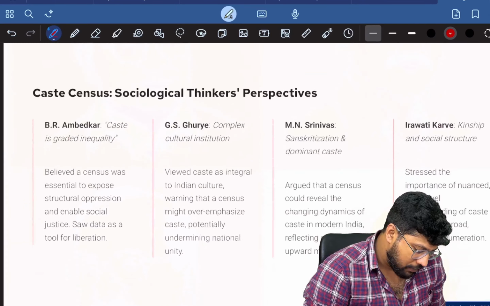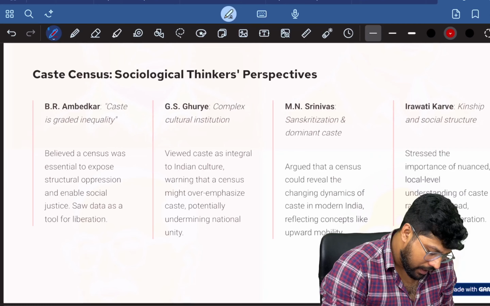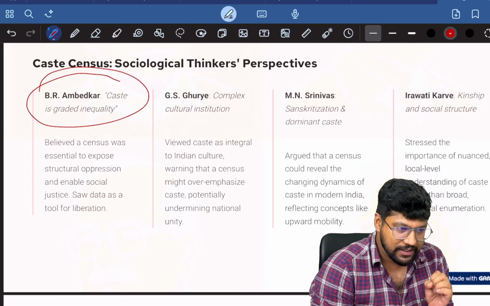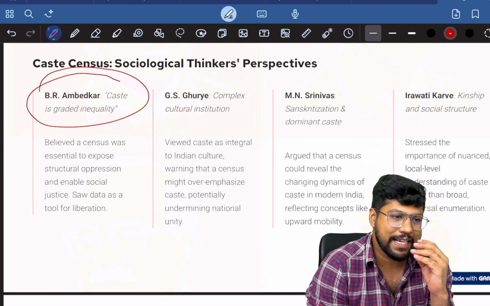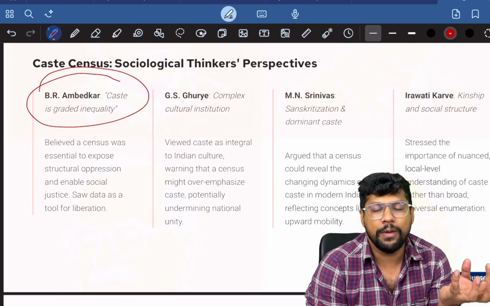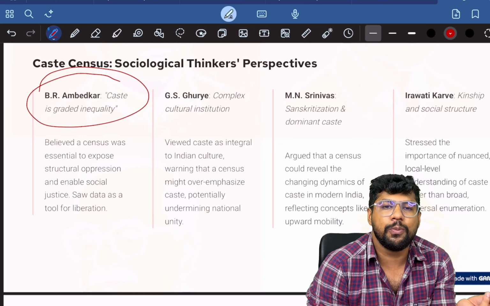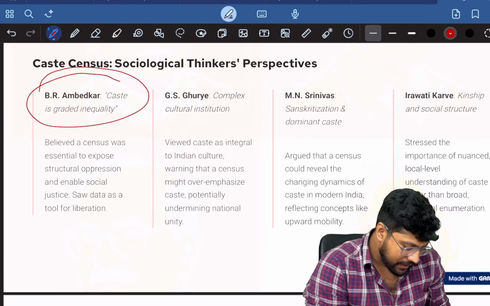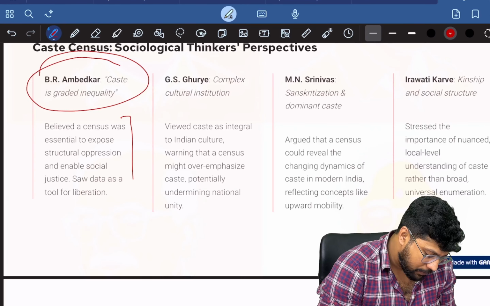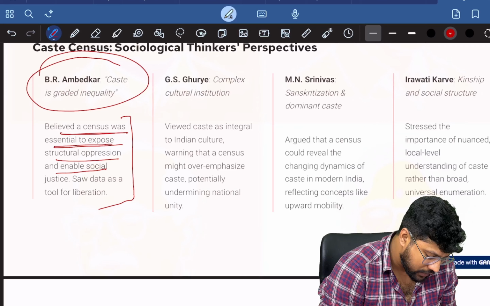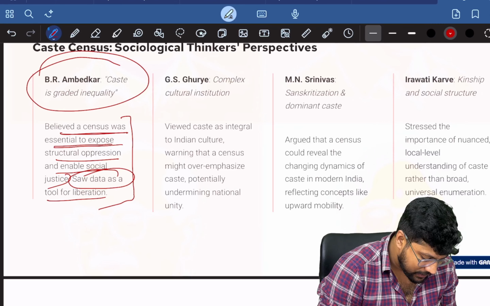So these are the important aspects with respect to sociological thinkers' perspectives about the caste census. First of all, let us discuss Ambedkar. Ambedkar considered the caste census an important tool for eradicating this inequality. How? Because once you understand the caste census, it will give you socio-economic data. Based on that, you can demand more justice and more affirmative actions. That helps in social mobility and eradication of caste. That is one of the biggest reasons why Ambedkar supported a caste census, which exposes structural oppression and enables social justice. So he saw data as a tool for liberation.